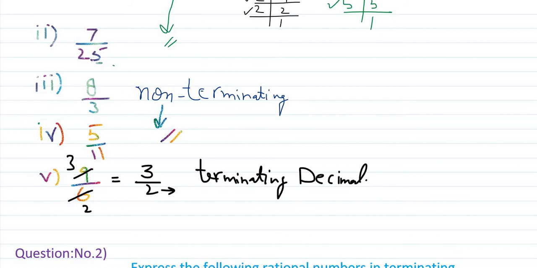Now I am solving part number 6, which is 20/15. First of all, we convert it into lowest form. So 20 and 15 are cancelled by the table of 5: 5 fours are 20, 5 threes are 15. Here we get the answer 4/3. In the denominator there is 3, which is not 2 or 5, that's why it is a non-terminating decimal.